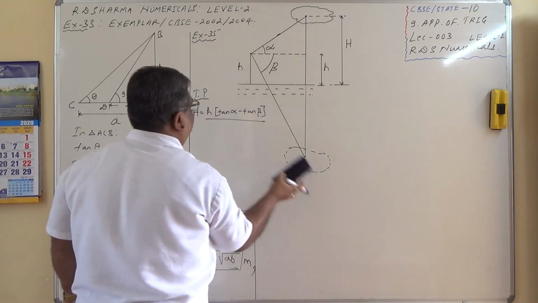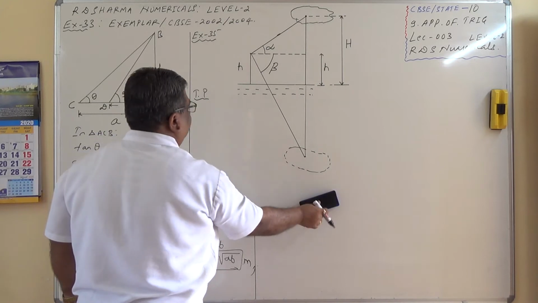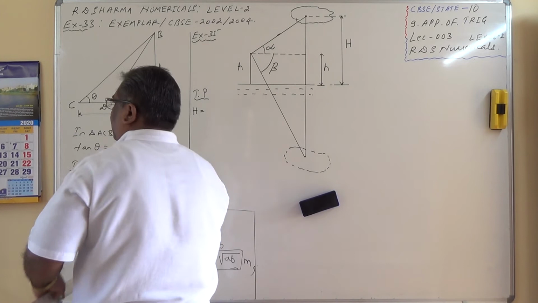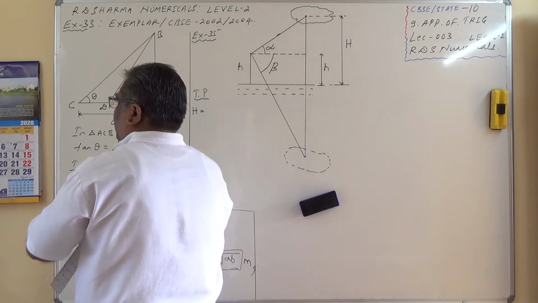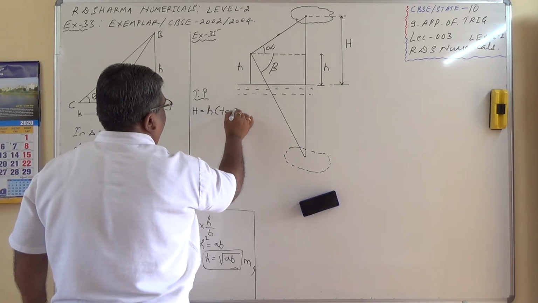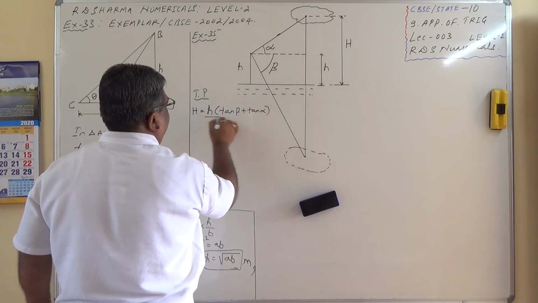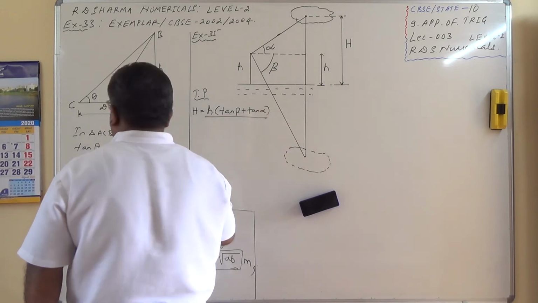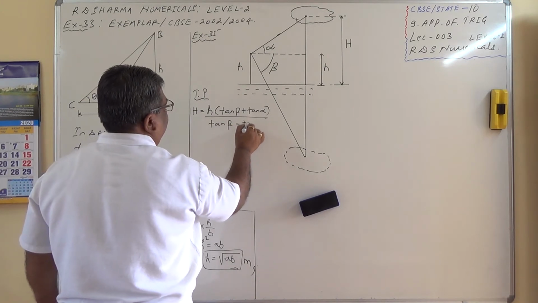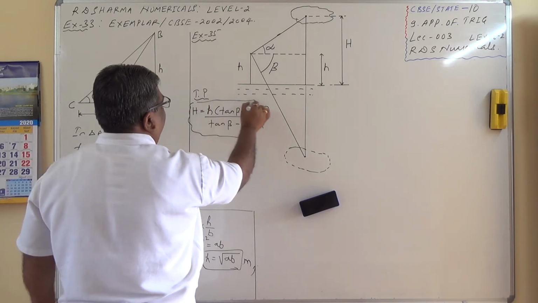Wrong, just a moment. We need to prove that the height of the cloud above the lake is h into tan beta plus tan alpha, the whole divided by tan beta minus tan alpha. This is what is to be proved over here.